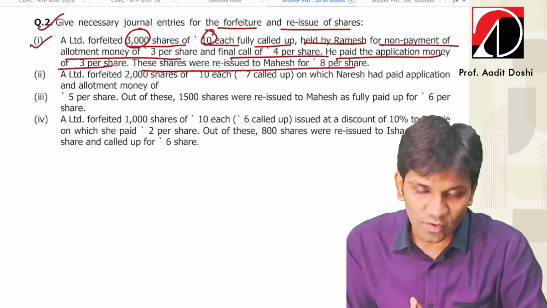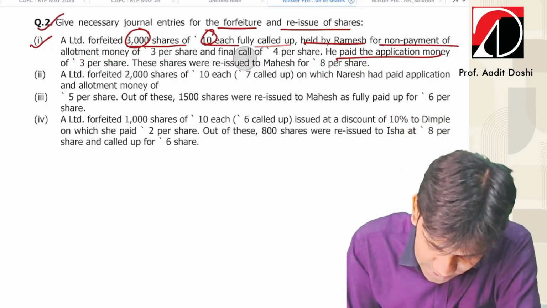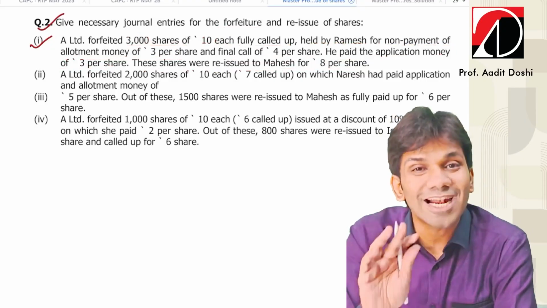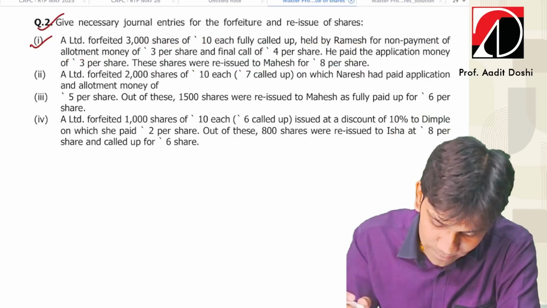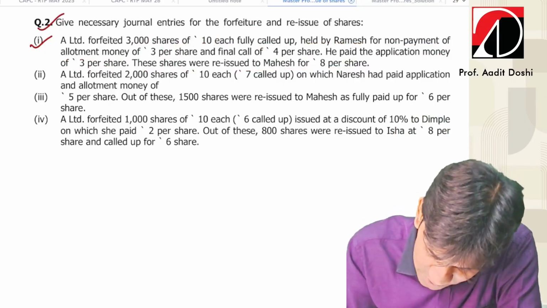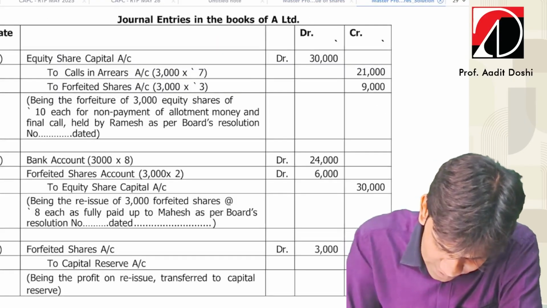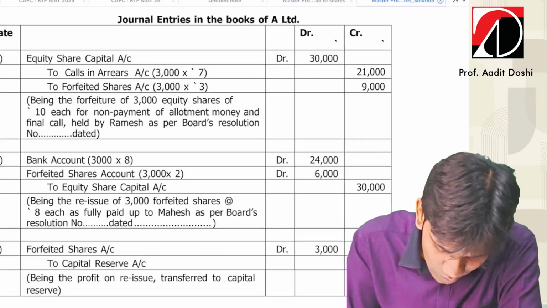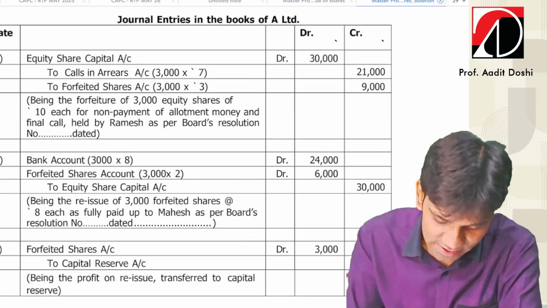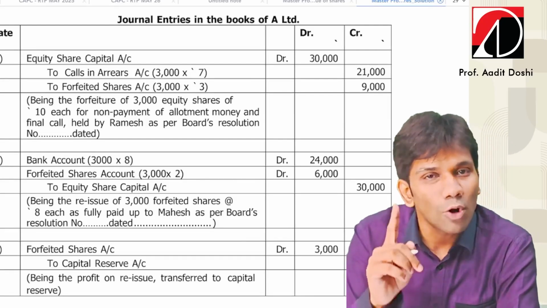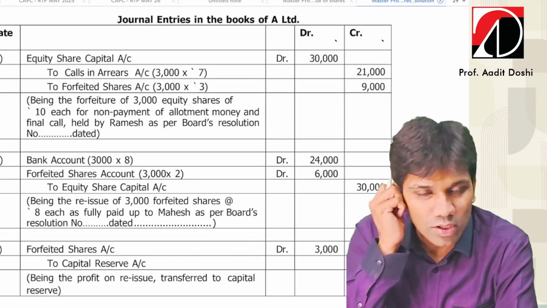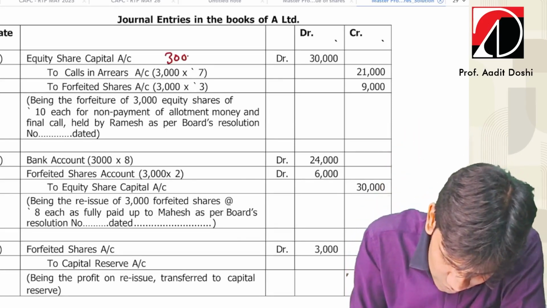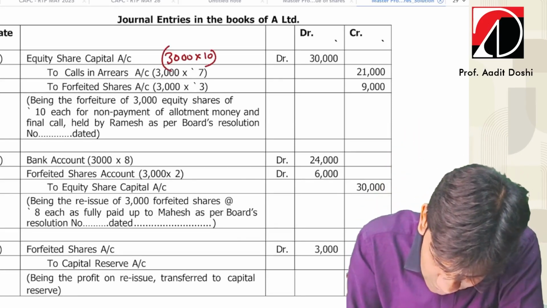Now relax. So first we'll pass entry for forfeiture. Let's continue. This is forfeiture at par. So entry will be, I prepared the answers for you. Equity share capital account debit to calls in arrears account to share forfeiture account or forfeited shares account. Share capital will be debited or credited with face value or called up, whichever is less. So share capital 3,000 into 10, which comes to 30,000.